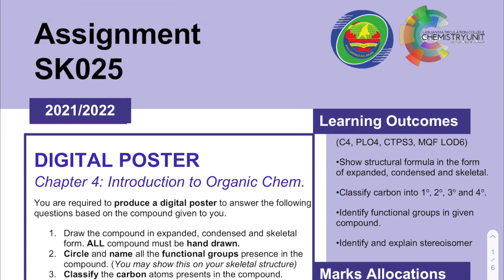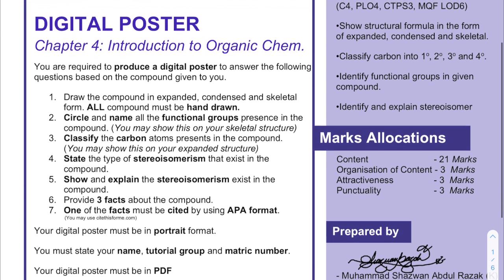Okay, so for your assignment SK025, you are required to produce a digital poster based on Chapter 4, Introduction to Organic Chemistry. The learning outcome for this assignment is to show the structural formula, classify the carbon, identify functional group, and identify and explain stereoisomer. So what is the question in your assignment itself?